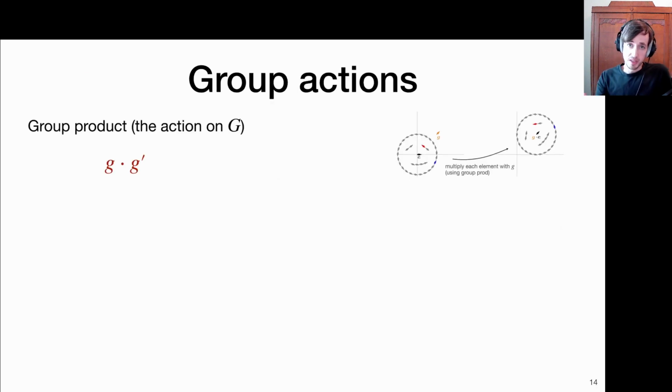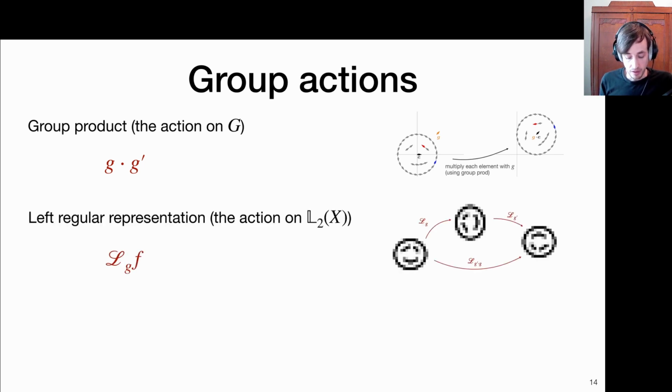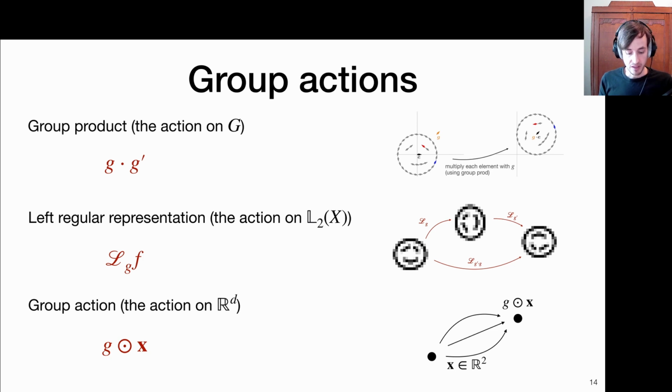And now what I just showed, these representations are all instances of what you generally call a group action. So the group product is what you say is the action of the group on itself. So the group acts on another group element and that spits out a new group element. It always spits out something on the domain on which it is acting. We also now know how to transform images. We do that via the left regular representation. So in this case the group G acts on images f via the representation on the space of images. But we can also define separately how the group acts on the space R^d.